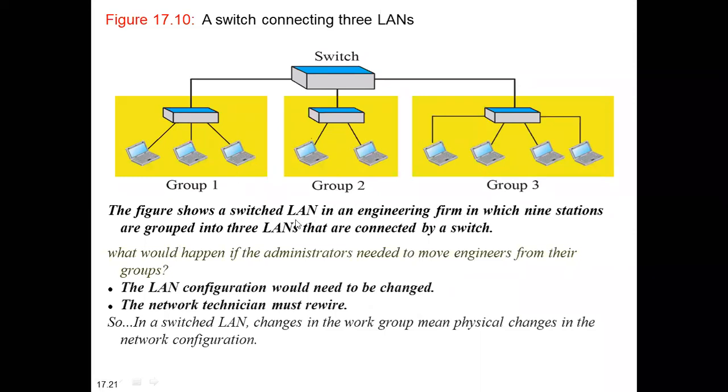Right, 9 stations are grouped into three LANs. Say 3 in this first group, 2 in the second group, 3 in the third group. If this station wants to communicate with the next one directly, the switches will do it, right? As well as if you want to communicate directly, you can do it over here.